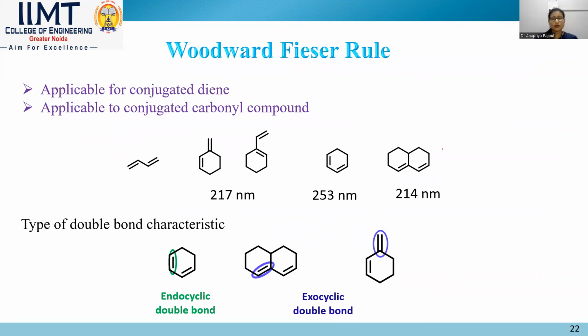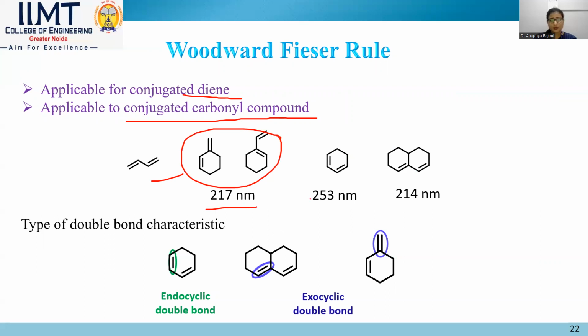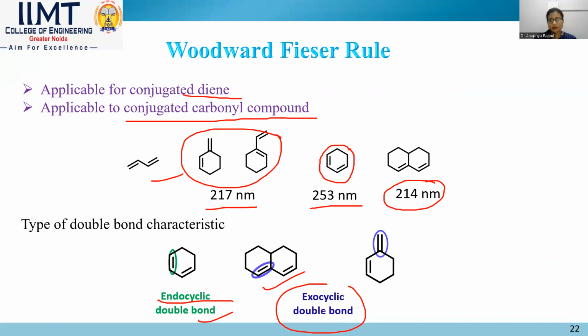Now here is a theoretical process to calculate the lambda max of conjugated dienes and conjugated carbonyl compounds. Here's an example of a diene, and the base value of a diene is 270 nanometers. For homoannular diene it is 253, and for heteroannular diene the base value is 240 nanometers. There are types of double bond present in the ring. If both bonds are present in the same ring, it is called an endocyclic double bond. If in different rings, it is an exocyclic double bond. And these are both examples of exocyclic double bonds.